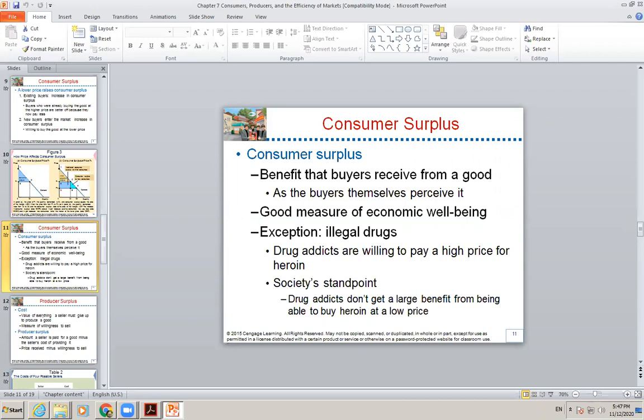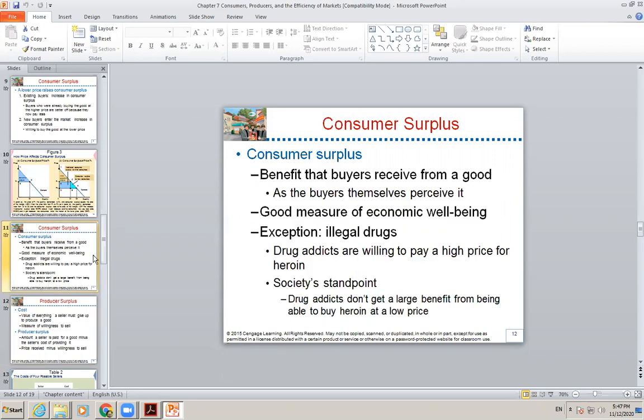So a good measure of economic well-being is the consumer surplus. However, there are some exceptions, special products, which are illegal drugs. Like drug addicts, they're always willing to pay a high price for heroin. So from society's standpoint, the drug addicts don't get a large benefit from being able to buy heroin at a low price, okay? So the exception is this type of product, like illegal drugs.